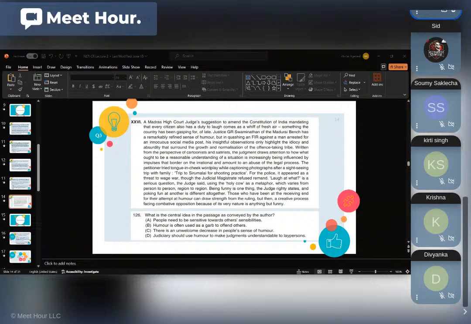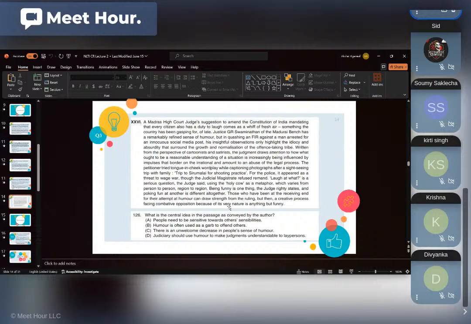Just give me a sec. Okay. So this question particularly implores you to understand the position which the author is taking. Is the author's position pro humor, or is the author's position against humor? That is something which you need to figure out. And if you're able to figure that out, then you'll understand why B is incorrect and why C is the correct answer.